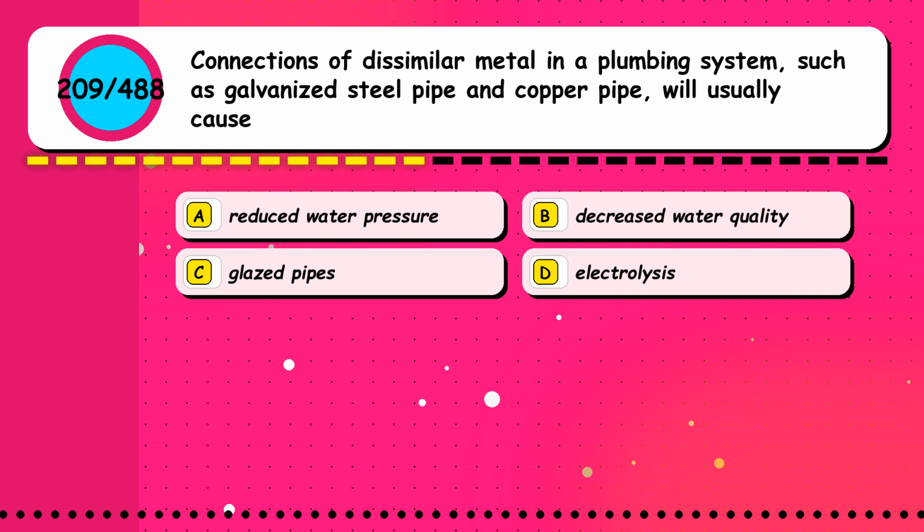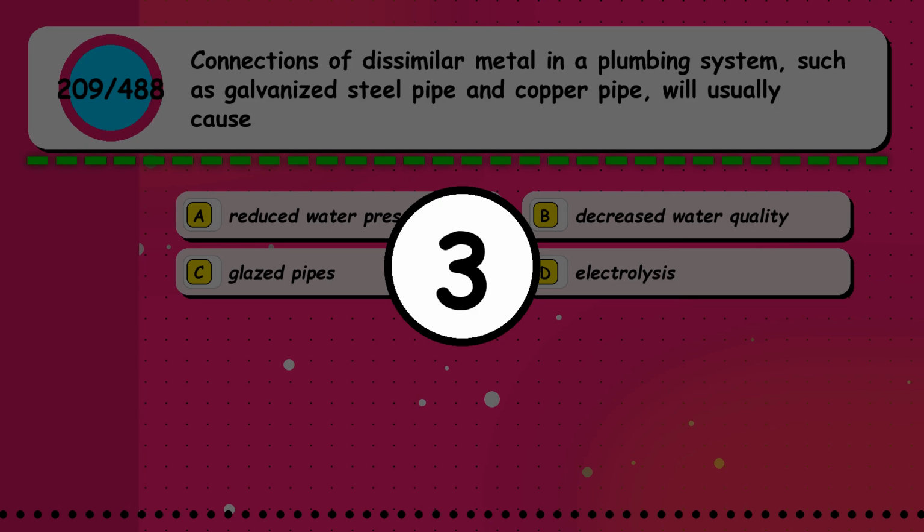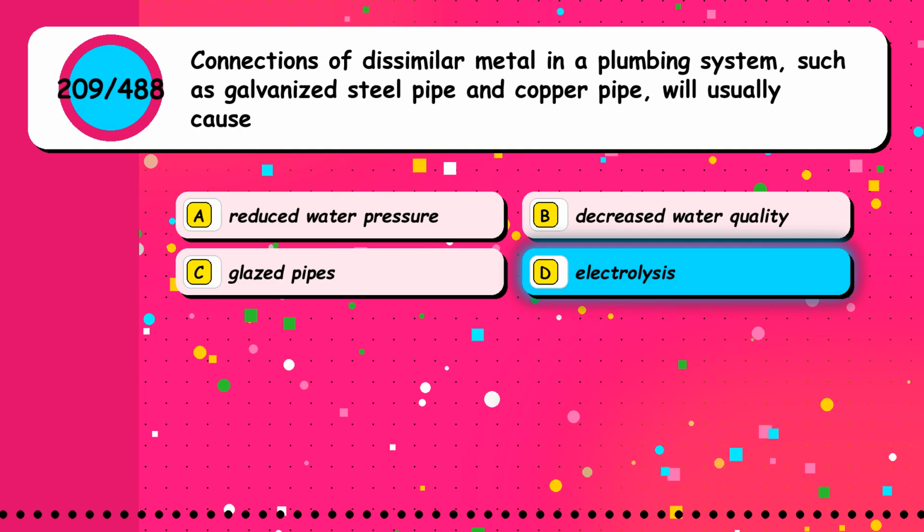Question 209. Connections of dissimilar metal in a plumbing system, such as galvanized steel pipe and copper pipe, will usually cause option A, reduced water pressure. Option B, decreased water quality. Option C, glazed pipes. Option D, electrolysis. The correct answer is option D, electrolysis.